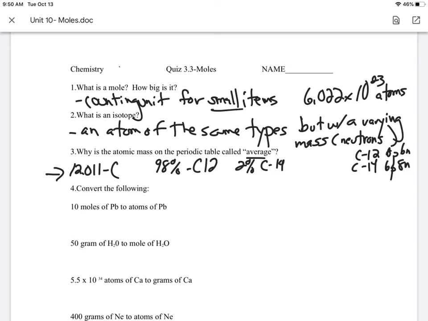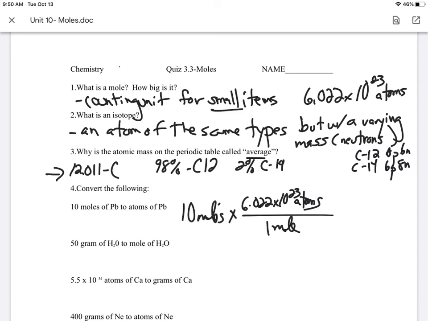All right, let's do some calculations then. 10 moles of lead to atoms of lead. Well, 10 moles times 6.022 times 10 to the 23rd atoms per 1 mole. Moles cancel, and I end up with 6.022 times 10 to the 24th atoms.